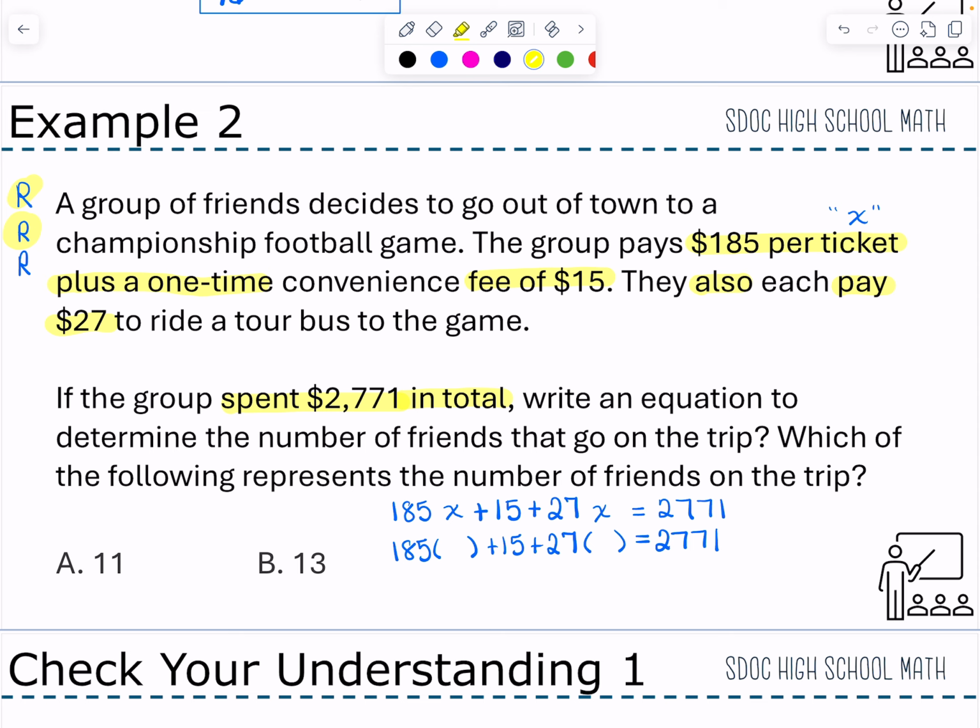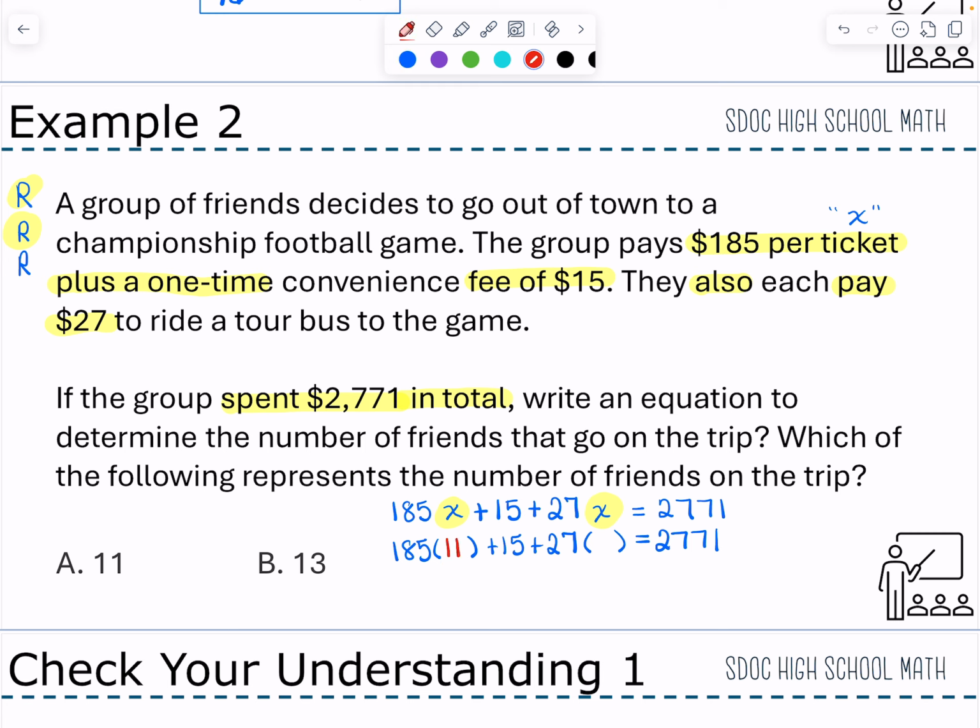Okay, so $185 times X for the number of tickets, plus $15 is a one-time fee, plus 27 times X, because the number of people had to pay for the bus. So X actually doesn't represent tickets. X doesn't represent bus rides. X actually represents the number of people, okay? So how many friends can go with us? 11 or 13?